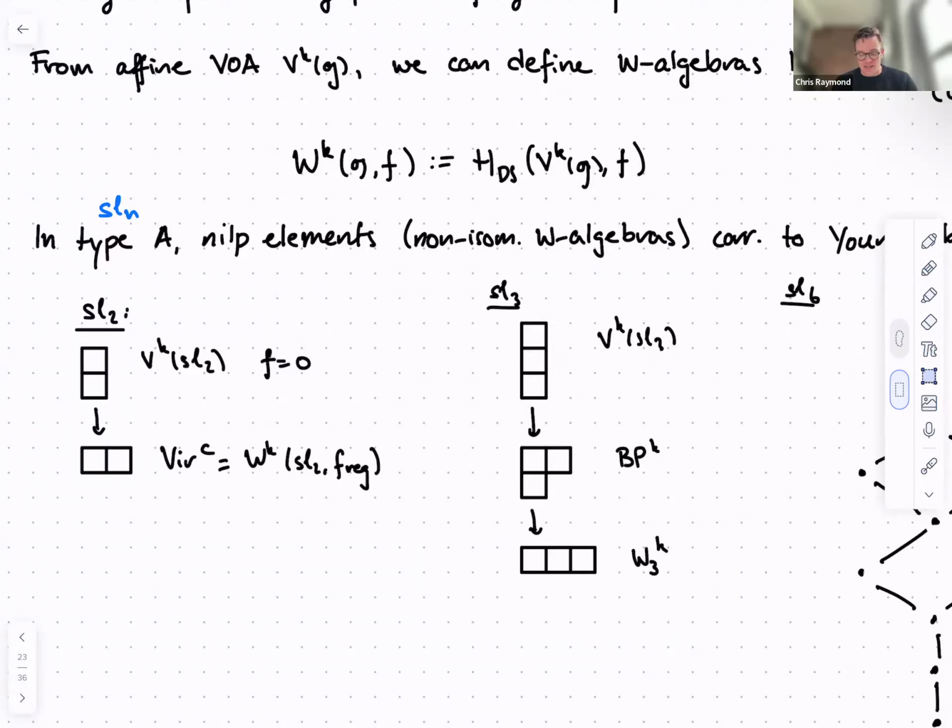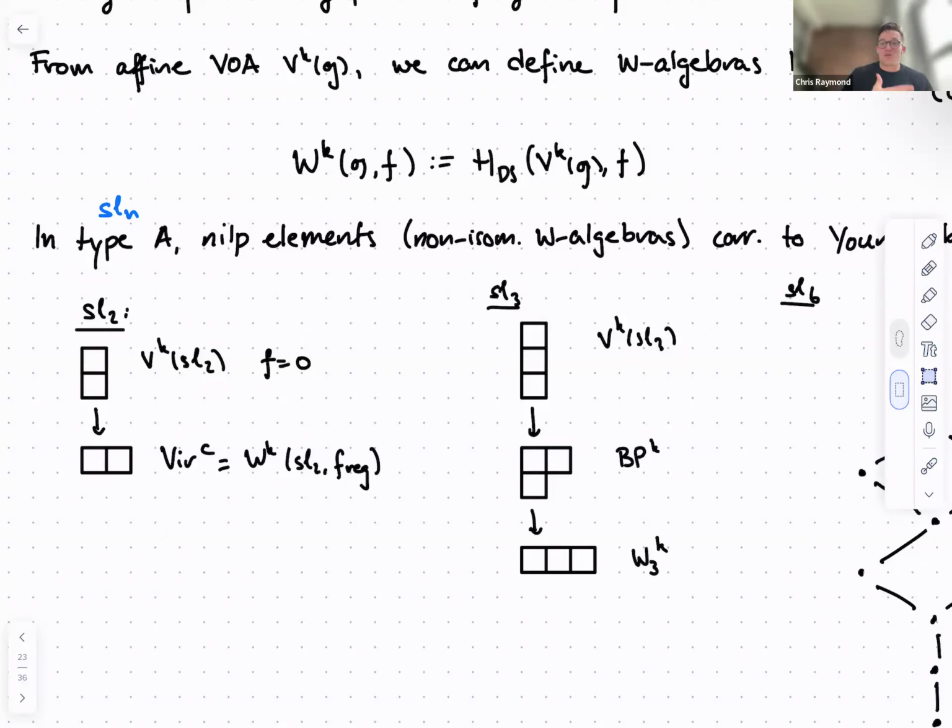If I upgrade this to SL3, then I have 3 possible W algebras. I have the trivial W algebra, which is my affine thing. I have the Bershadsky-Polyakov algebra, which we saw before. And at the bottom tier, if I take again my regular or principal nilpotent element, I have Zamolodchikov's infamous, maybe famous, W3 algebra.